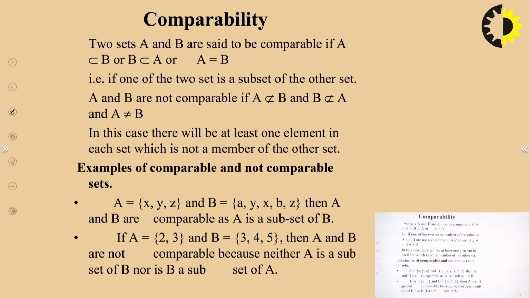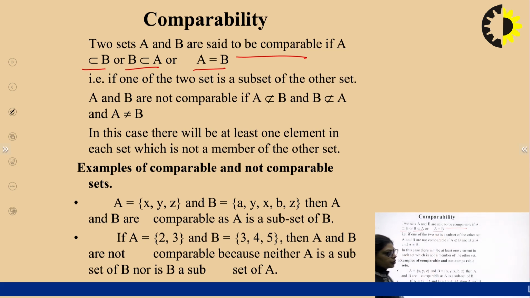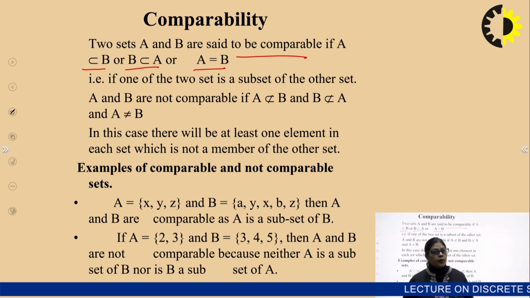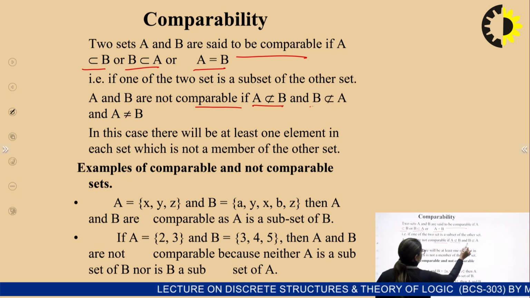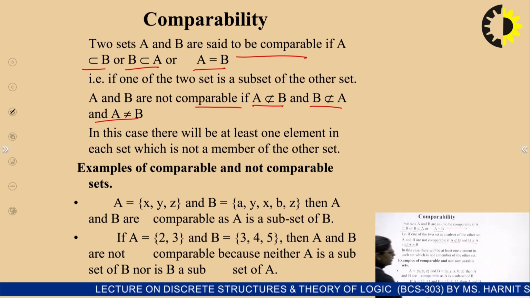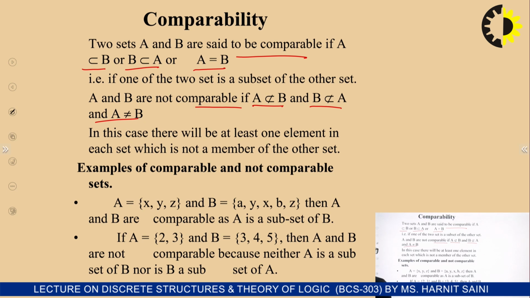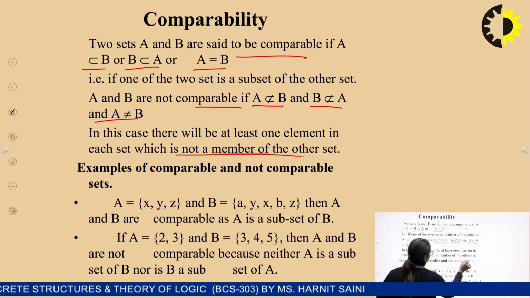Now comparability. 2 sets A and B are said to be comparable if A is a subset of B, or B is a subset of A, or A is equal to B. When we are to perform any operation on the sets, they should be comparable to each other. A and B are not comparable if A is not a subset of B and B is not a subset of A, and A is not equal to B. In this case, there will be at least one element in each set which is not a member of the other set.